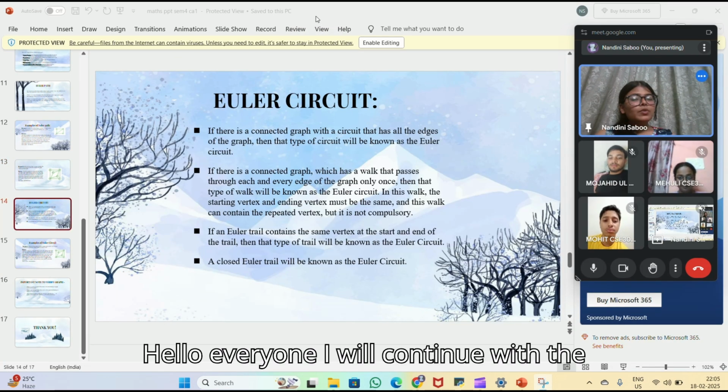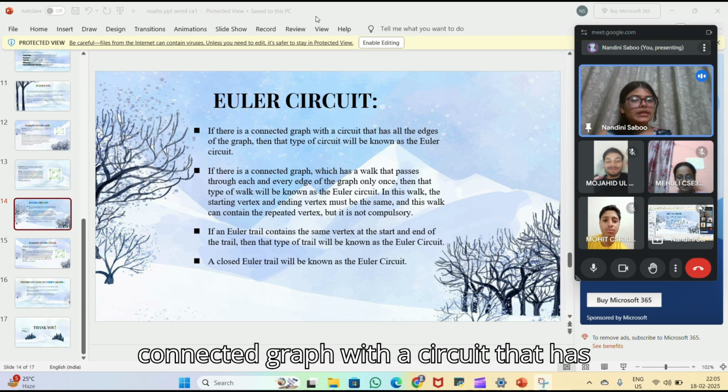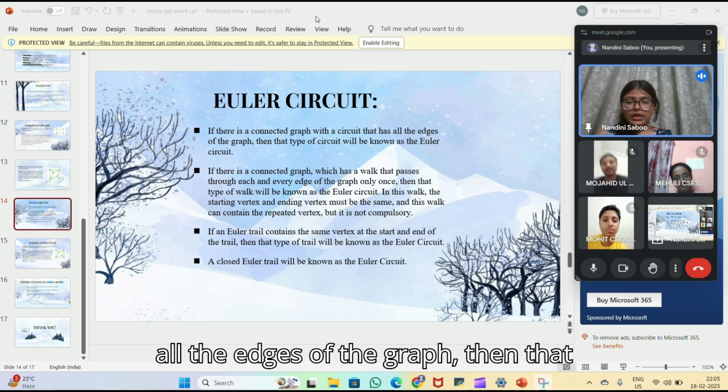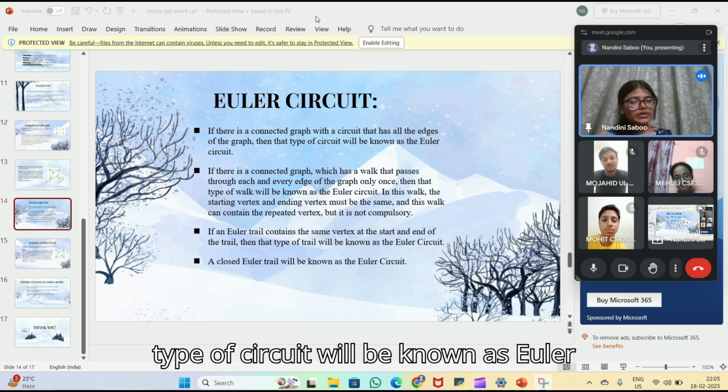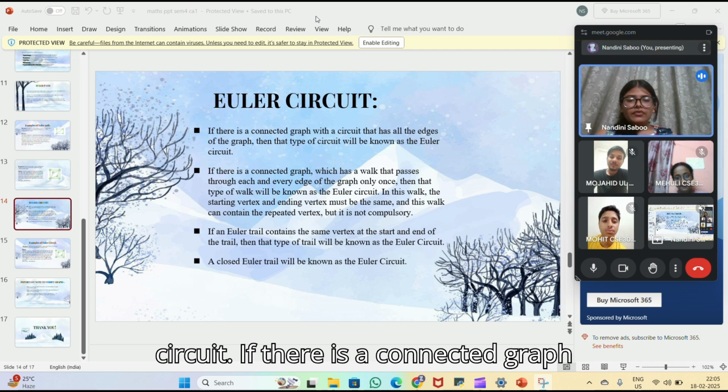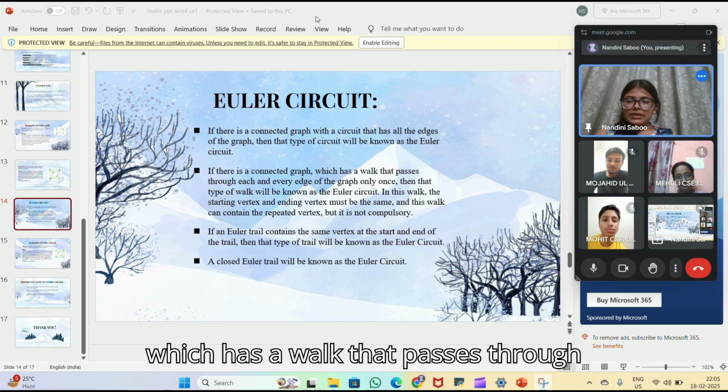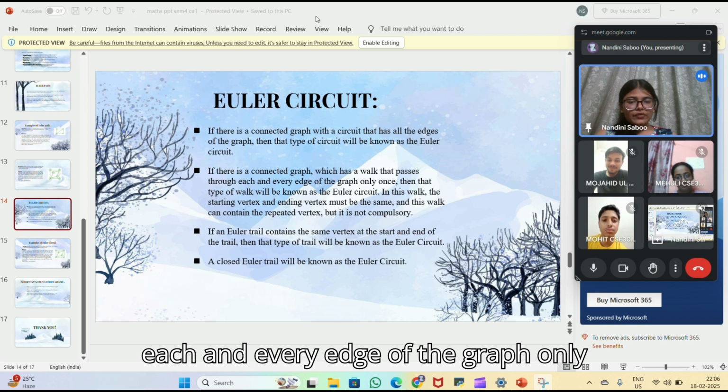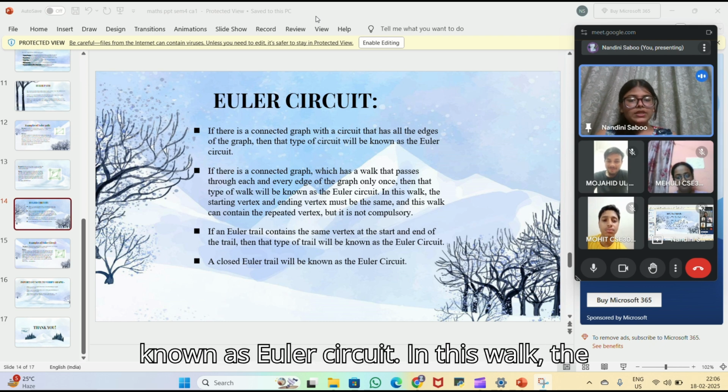Hello everyone, I'll continue with the topic Euler circuit. If there is a connected graph with a circuit that has all the edges of the graph, then that type of circuit will be known as Euler circuit. If there is a connected graph which has a walk that passes through each and every edge of the graph only once, then that type of walk will be known as Euler circuit.